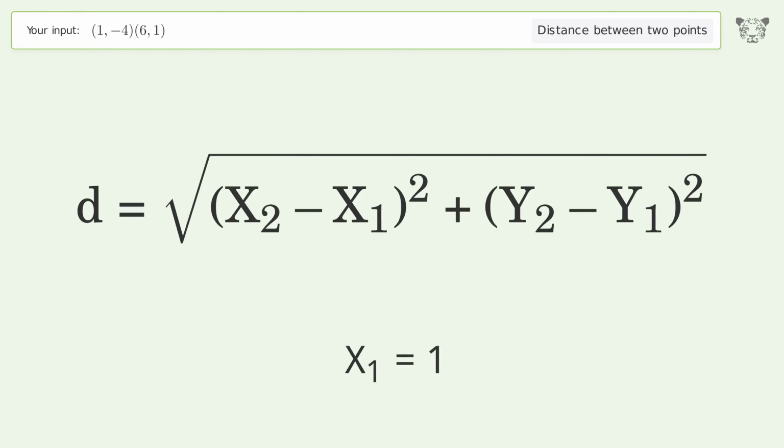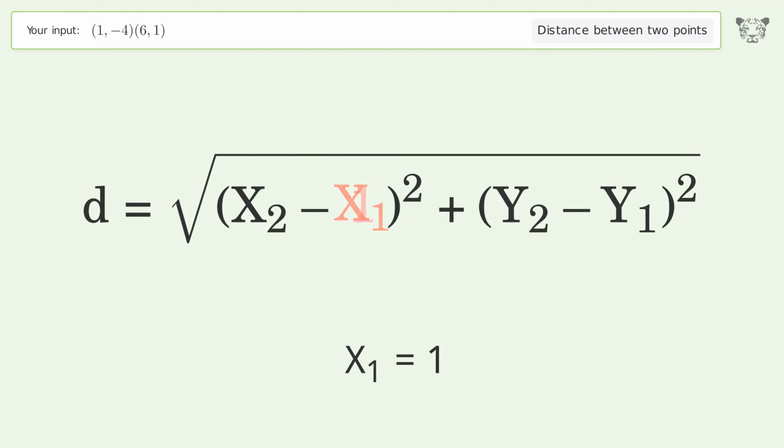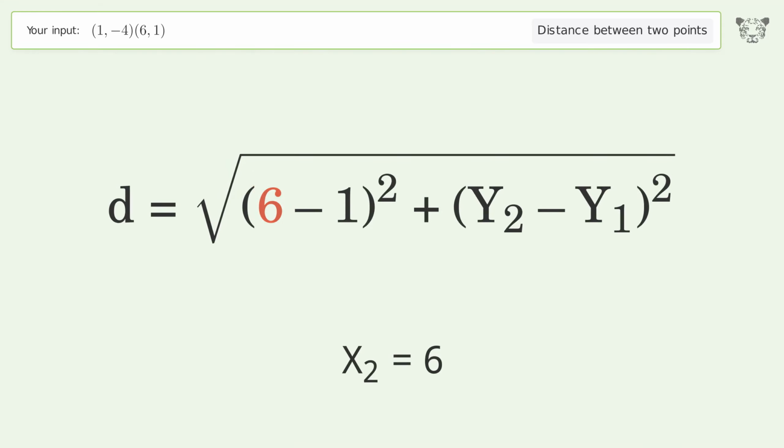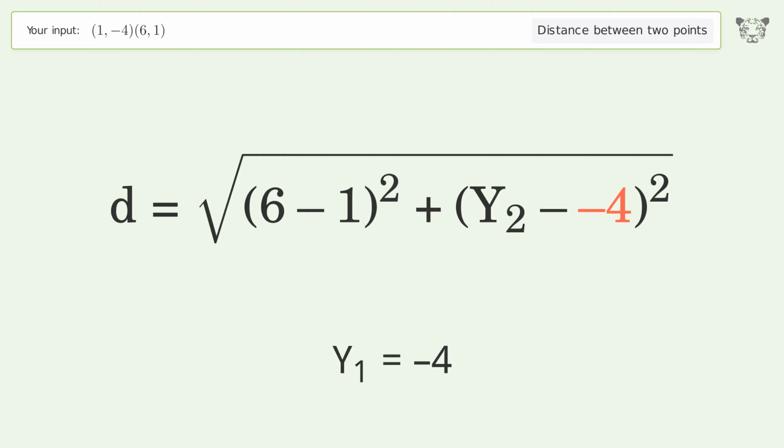x1 equals 1. x2 equals 6. y1 equals -4. y2 equals 1.